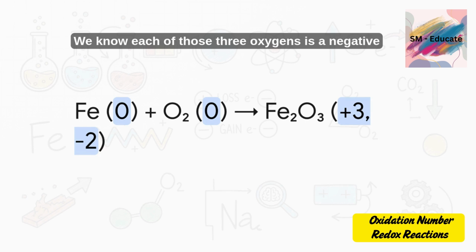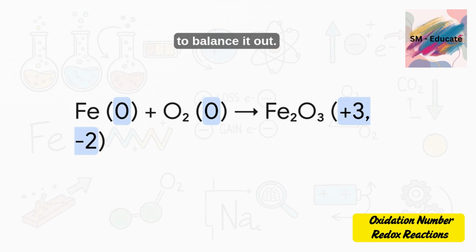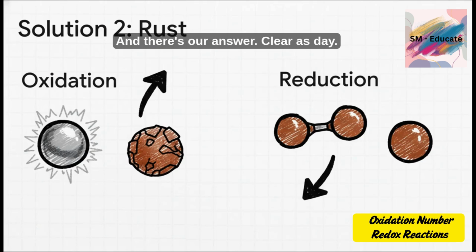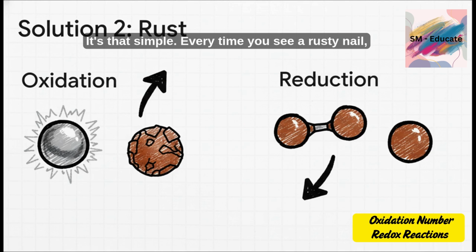We know each of those 3 oxygens is a -2, so that's a total of -6. Since the whole compound is neutral, the 2 iron atoms together have to be +6 to balance it out. So if 2 irons are +6, each one must be +3. And there's our answer, clear as day. Iron went from 0 all the way up to +3, so it got oxidized. Oxygen went from 0 down to -2, so it got reduced. It's that simple. Every time you see a rusty nail, you're looking at the result of iron being oxidized.